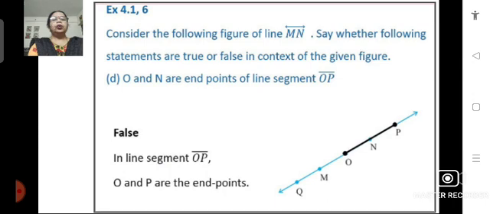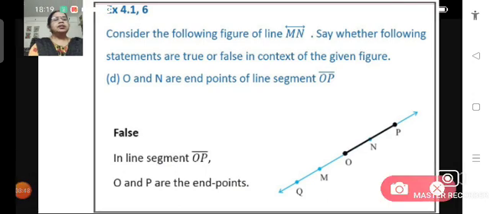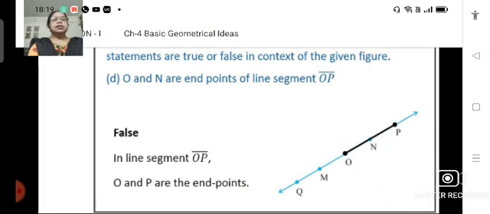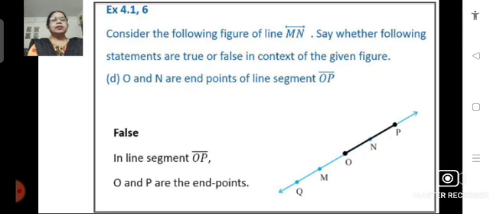D, O and N are endpoints of the segment OP. So this is the line segment OP, and the statement says that O and N are the endpoints. So this is false. What are the endpoints of this line segment OP? It is O and P. O and P are the endpoints. So this statement is false.